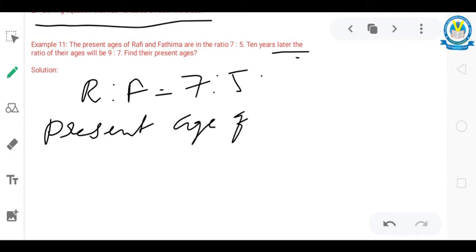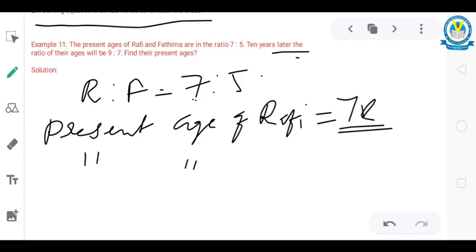age of Rafi equals, we don't know the multiples of his age, so we can assume 7 into x. Rafi is exactly a multiple of 7, but we don't know the exact age, so we can take 7x. At the same time, the present age of Fatima equals a multiple of 5, so 5x. Okay, clear?